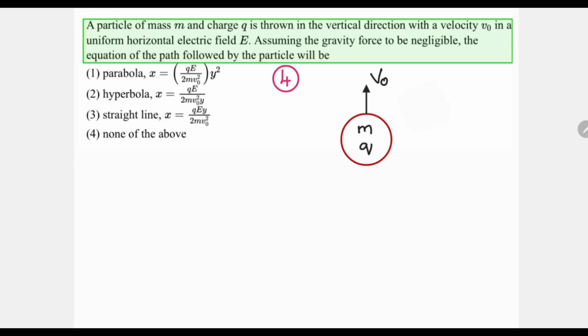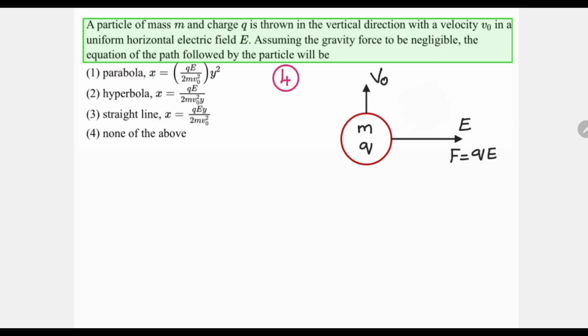Now at the same time, the particle is getting a horizontal electric field E. That means in this direction, there is an electric field E. So in horizontal direction, if there is an electric field, definitely we know there will be a force in this direction, F equal to QE. But in vertical direction, the particle is moving with the constant velocity. There is no acceleration at all. That means in vertical direction, no acceleration.